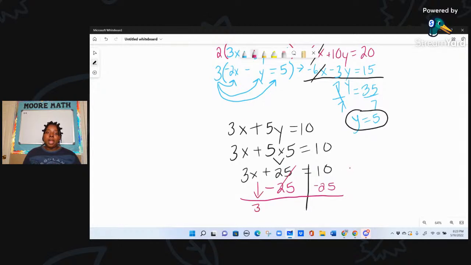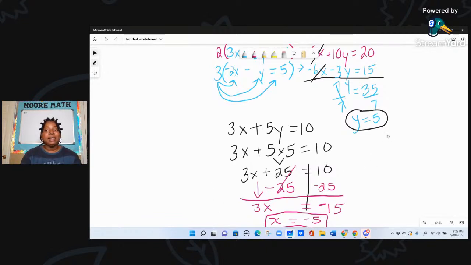So when I subtract, I get a negative 15. As you can see, there's more negatives than positives. And we divide both sides by 3, and you should get x equals negative 5. Okay, so the goal when you're solving equations is to figure out what x equals and what y equals. So when we're solving a system of equations, we're solving for x and y.